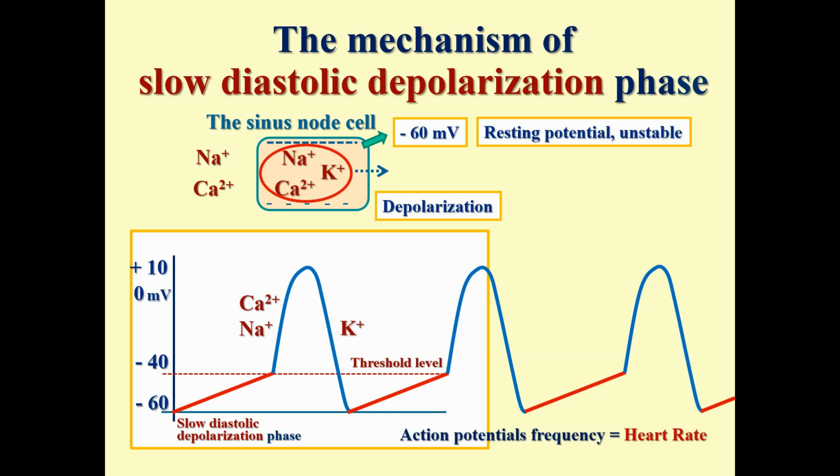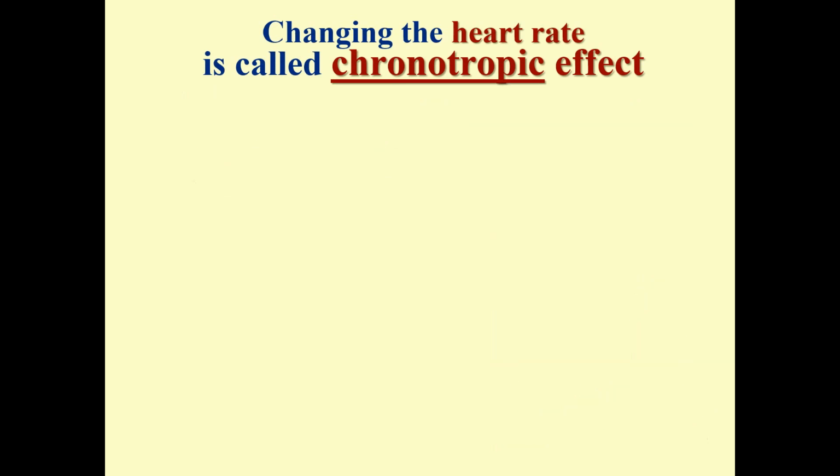But as you may see, each impulse, each action potential corresponds to one contraction of the heart. So the frequency of action potentials corresponds to the frequency of the heart rate. And how can the slow diastolic depolarization be changed? The number of channels open, the permeability, can become higher or lower. More channels open, fewer channels open, and so in this case we have this phase of the slow diastolic depolarization faster or slower.